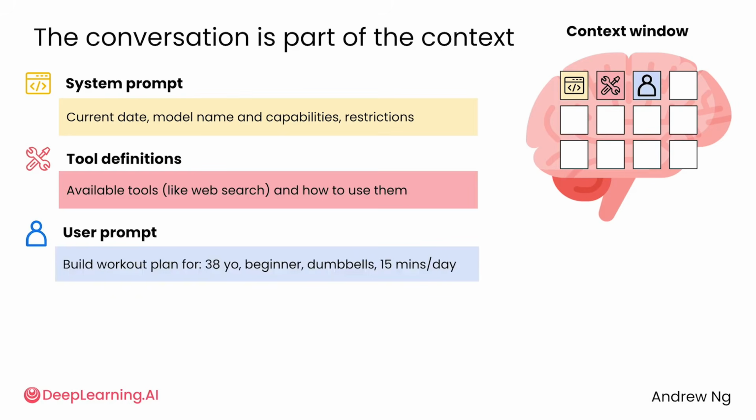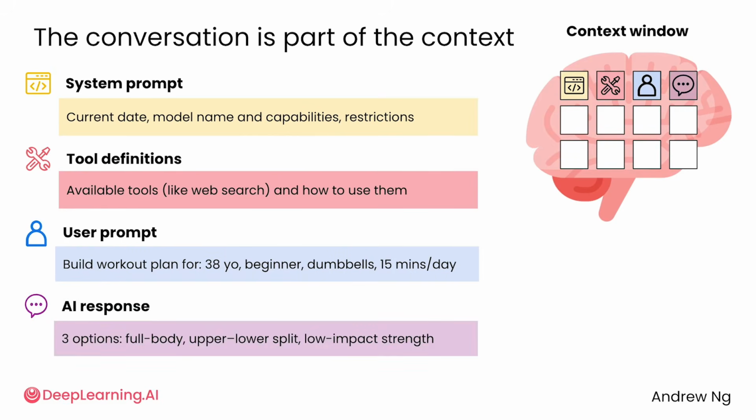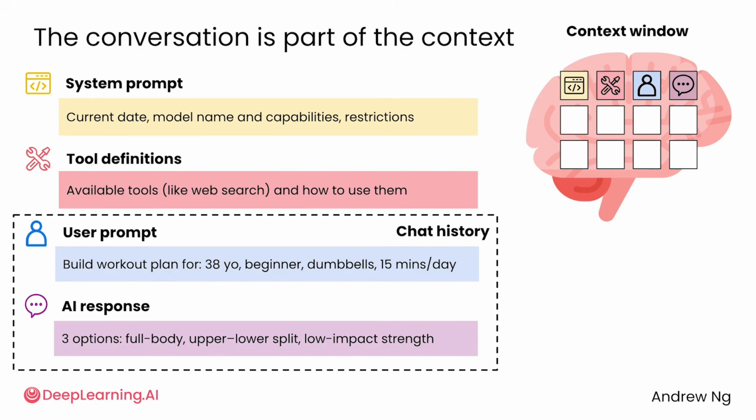And when you then write your prompt, it is added to the AI model's context, and it will then use all of these things as input to generate a response, like you have the options: full body, upper lower split, low impact strength. The input text, that is the prompts you've written, as well as the AI responses, are called the chat history. And the chat history gets incrementally added to the context of the AI model as well.